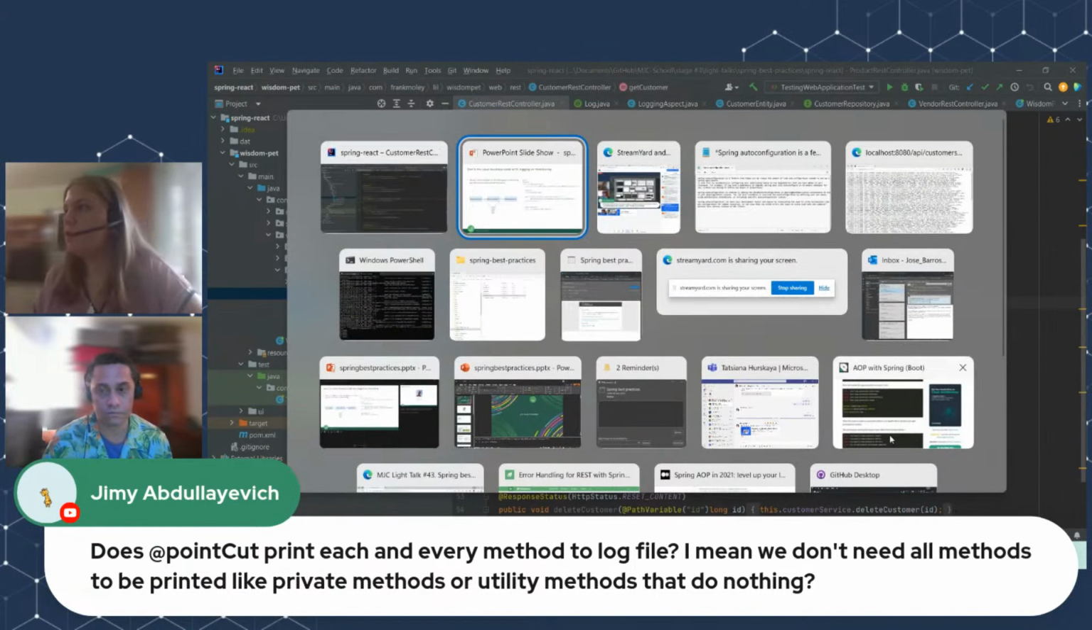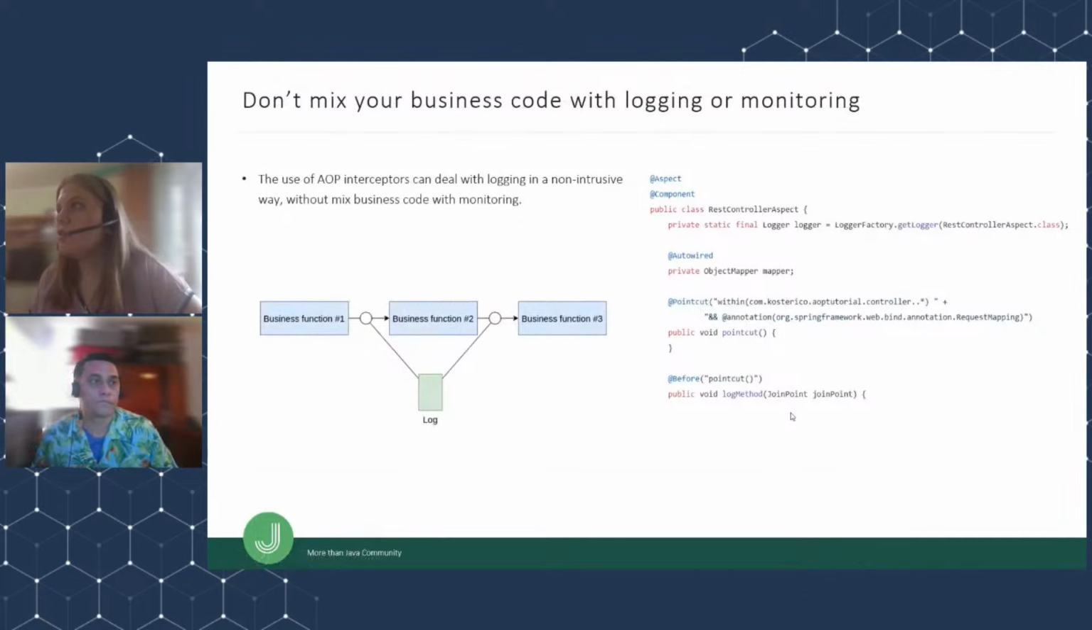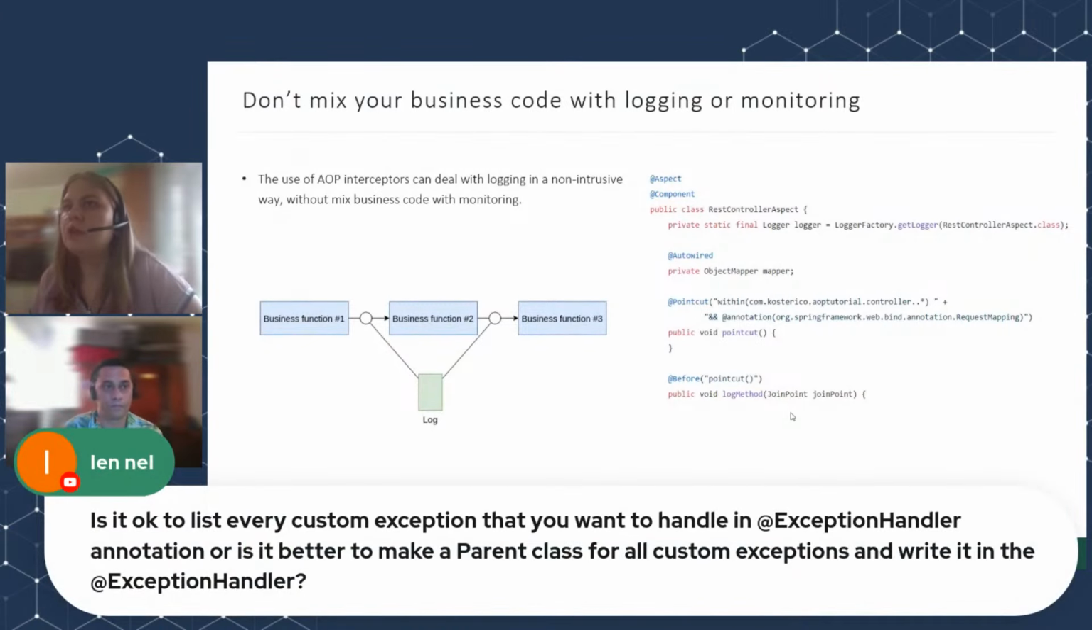Yeah, okay, thank you. I think that answers the question. Yeah, the next question will be the following. Is it okay to list every custom exception that you want to handle in exception handler annotation, or is it better to make a parent class for all custom exceptions and write it in the exception handler?